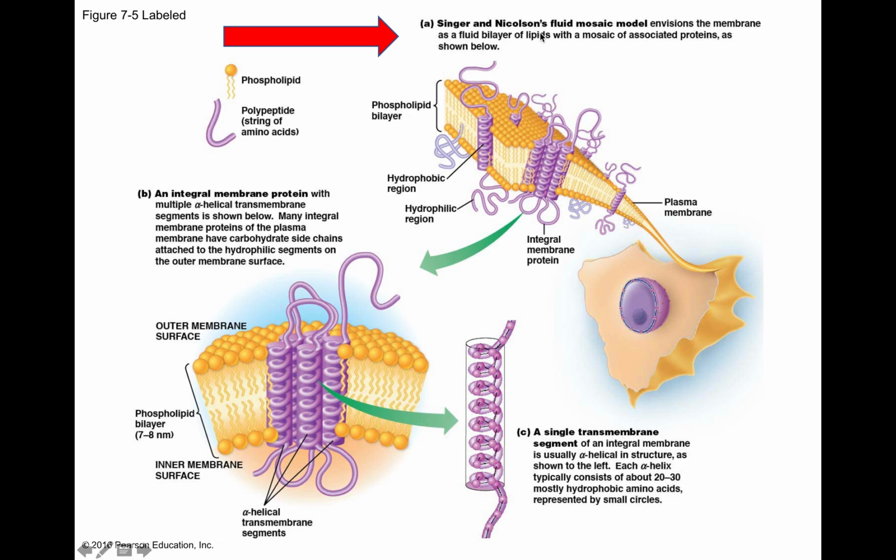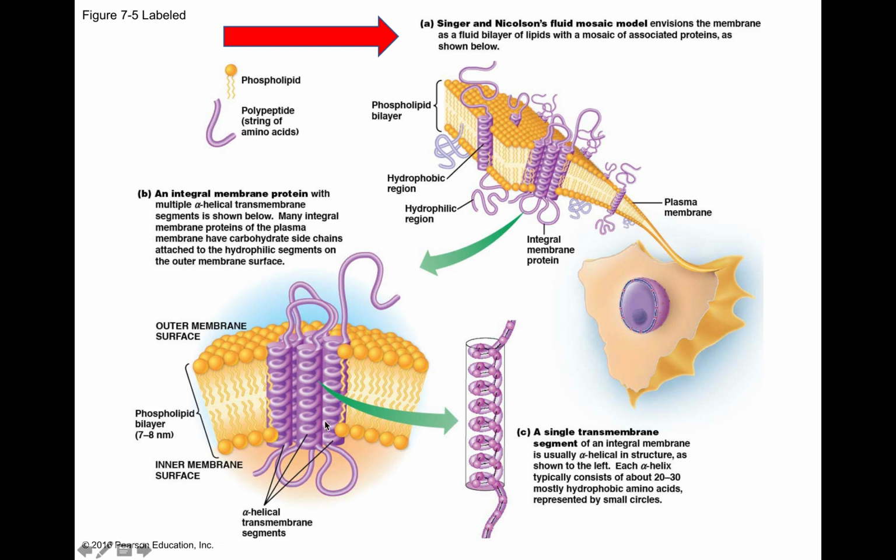If we look at the Singer-Nicolson fluid mosaic model: up until about the time I was probably in grade school, so me and Fred Flintstone in grade school, there were competing models of what a membrane looked like and how membranes functioned. That lost out to the Singer-Nicolson fluid mosaic model, where you have a phospholipid bilayer and proteins embedded in that bilayer, and not only just proteins, but you also have cholesterol embedded in there, and some carbohydrates.